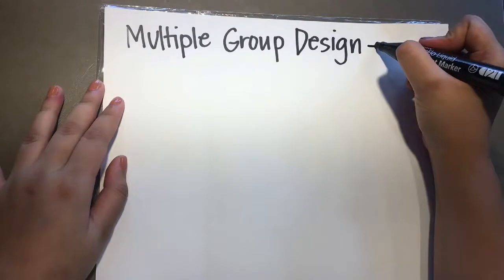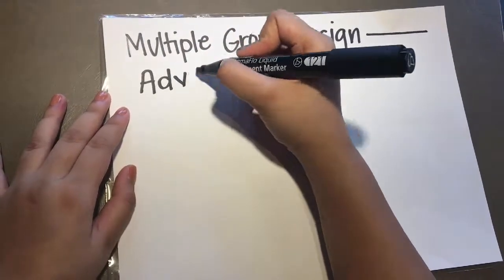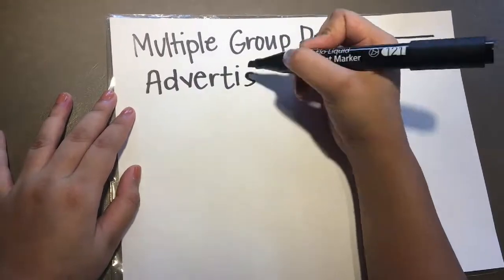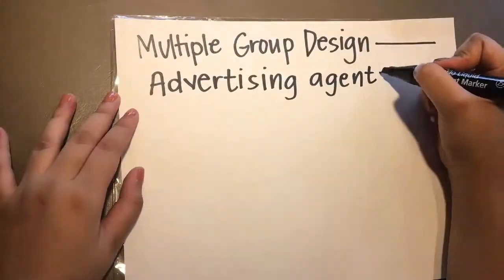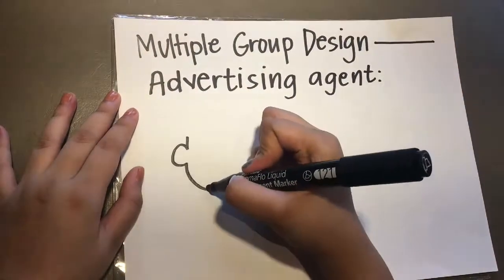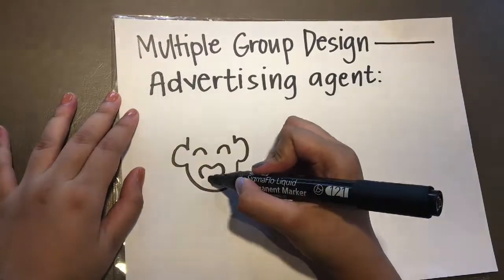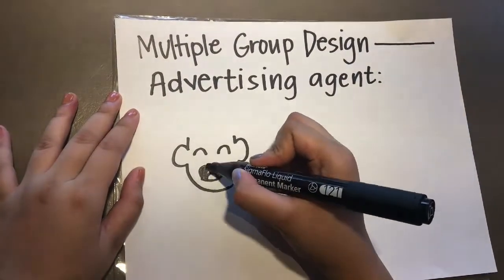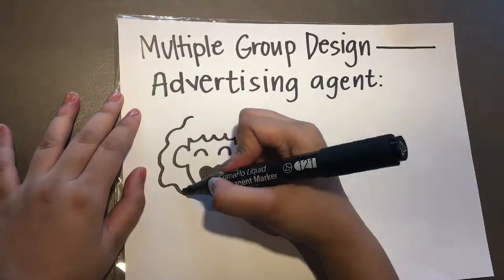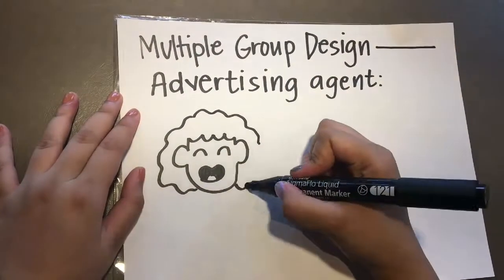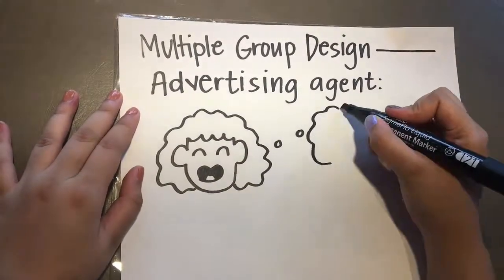Multiple group design. How does multiple group design work? To understand this better, we're going to look in the life of Clara. Clara is an advertising agent. She is the one in charge of the production of the advertising material to be used for their company's products. She has to think of a way to increase profit through the advertisement material that they're going to make.